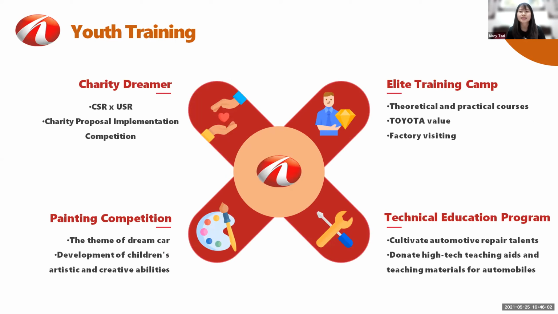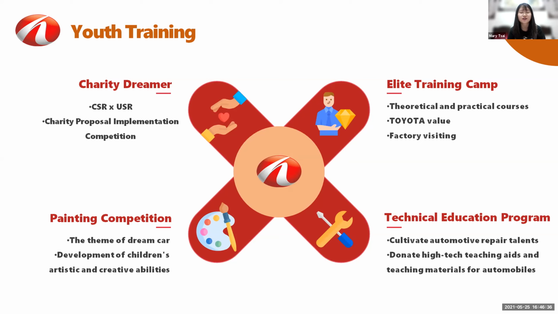And the second one is Elite Training Camp. It is a 2-day camp just for college students. And its course designs are both theoretical and practical, such as Toyota value and brand management and so on. In addition, they let the children visit the factory on site. The third one is the painting competition. It is a competition which has an international standard because they want to develop children's artistic and creative abilities.